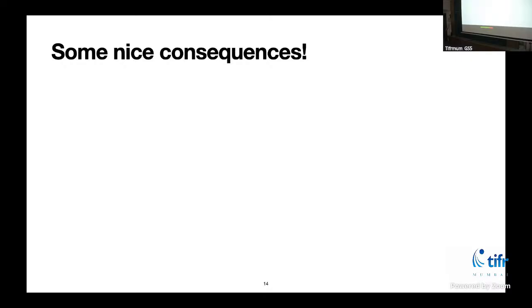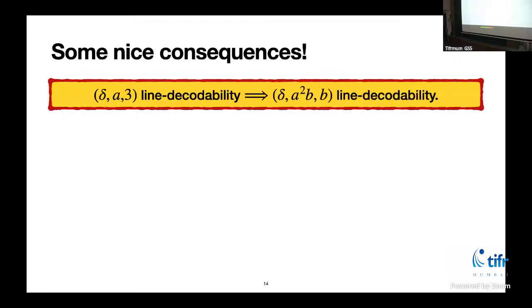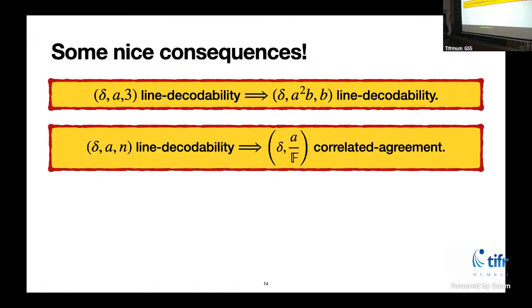So why do we care? There are some nice consequences. If you get 3 line decodability, which is the first non-trivial thing, like any 2 points are on a line, and just applying 3 points on a line, you can already boost it up to whatever line decodability you want, which is nice. If you have (delta, a, n) line decodability, that implies correlated agreement.